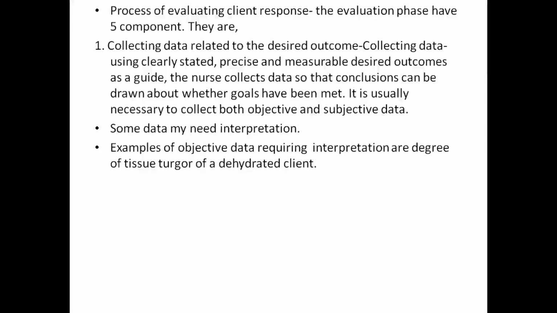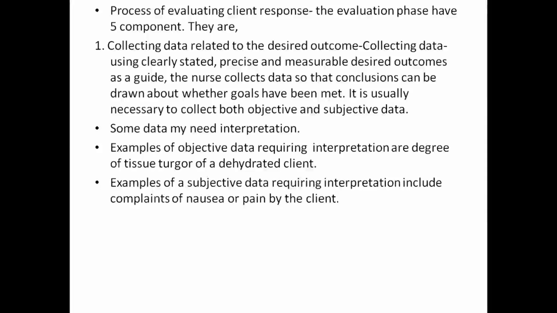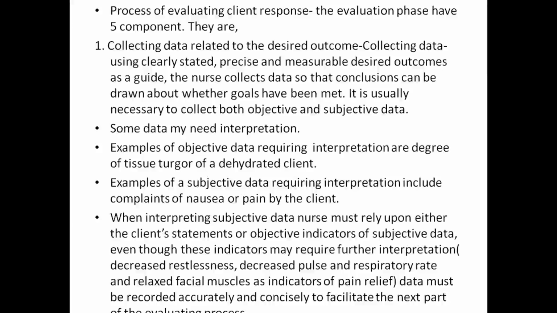Examples of objective data requiring interpretation are degree of tissue turgor of a dehydrated client. Examples of subjective data requiring interpretation include complaints of nausea or pain by the client. When interpreting subjective data, the nurse must rely upon either the client statement or objective indicators of subjective data. Even though these indicators may require further interpretation, decreased restlessness, decreased pulse and respiratory rate, and relaxed facial muscles serve as indicators of pain relief. Data must be recorded accurately and concisely to facilitate the next part of evaluation process.